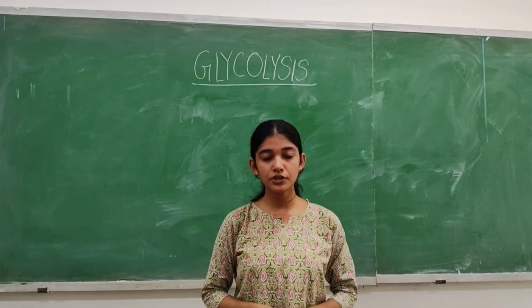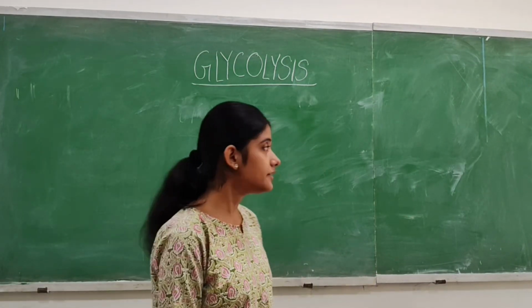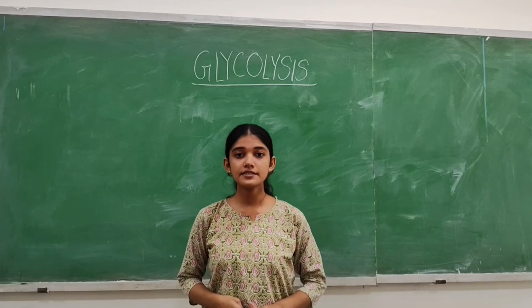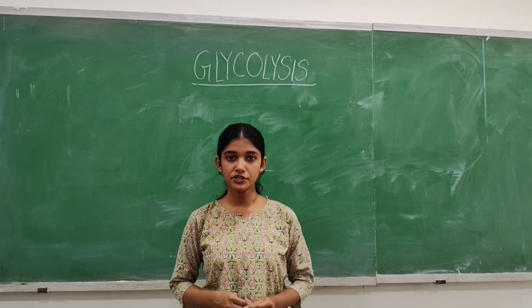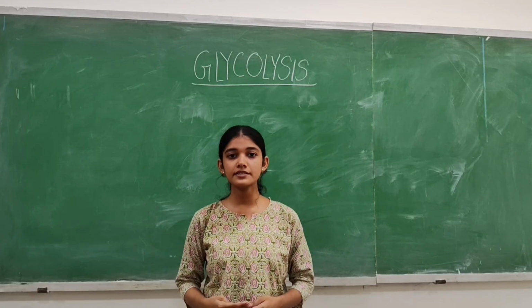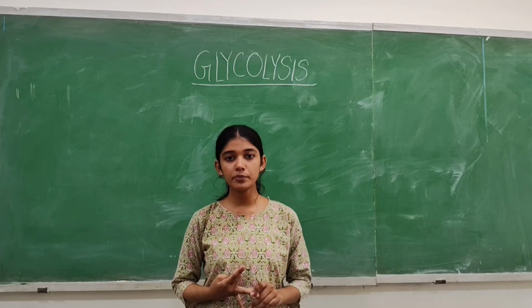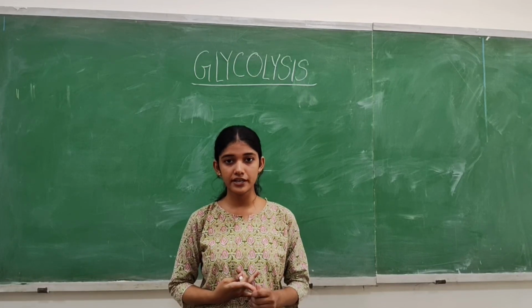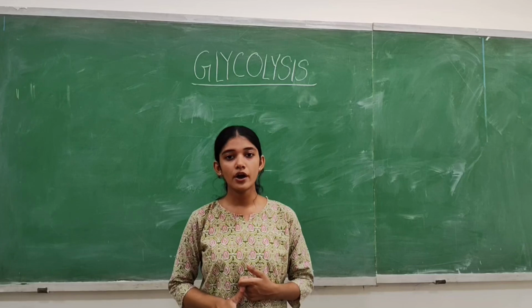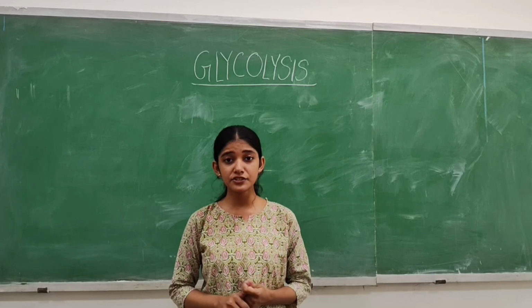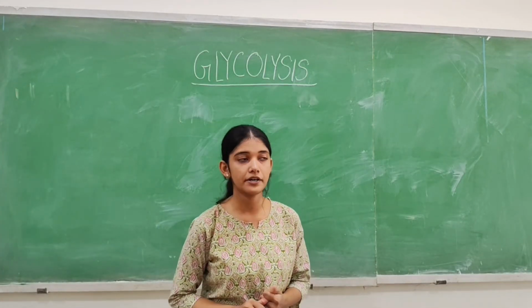Today I will be teaching you glycolysis. So let's start. Basically, glycolysis is the primary step in cellular respiration. The respiration process is divided into 4 steps, namely glycolysis, the second would be the link reaction, third is citric acid cycle, and the fourth one is oxidative phosphorylation. In this lecture, we will be covering the glycolysis part.